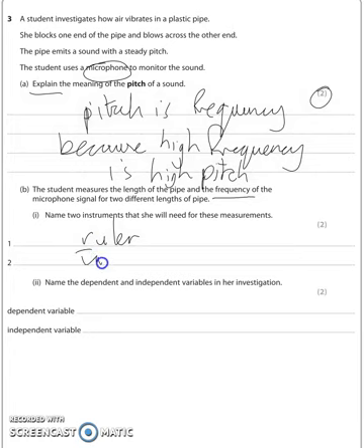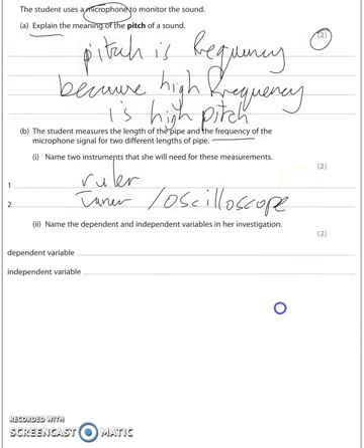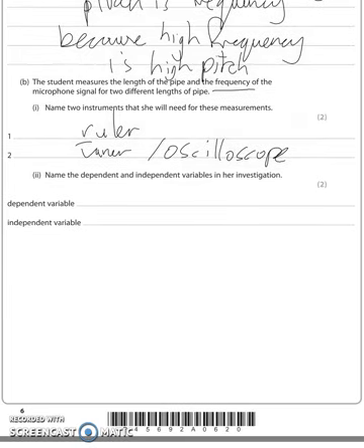Well, if you said a tuner, if you're a musician, you would use a tuner in order to measure the frequency. You've probably seen an oscilloscope being used to measure frequency as well. You could have also said a mobile phone app. Anything that would have calculated a frequency, that would have been acceptable.